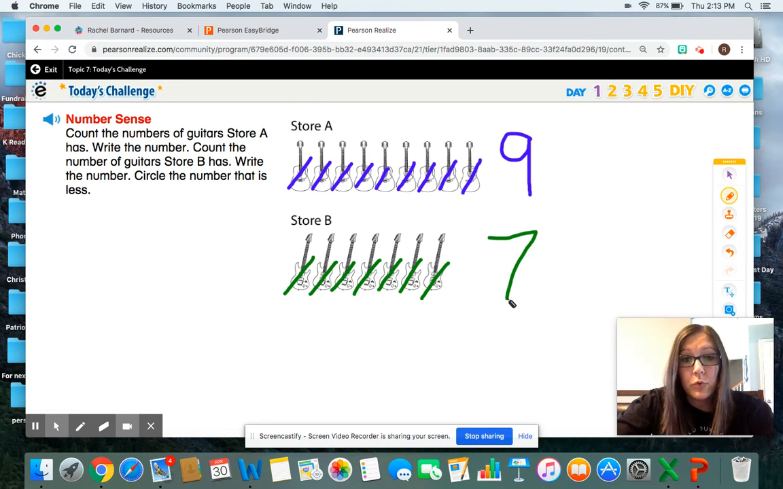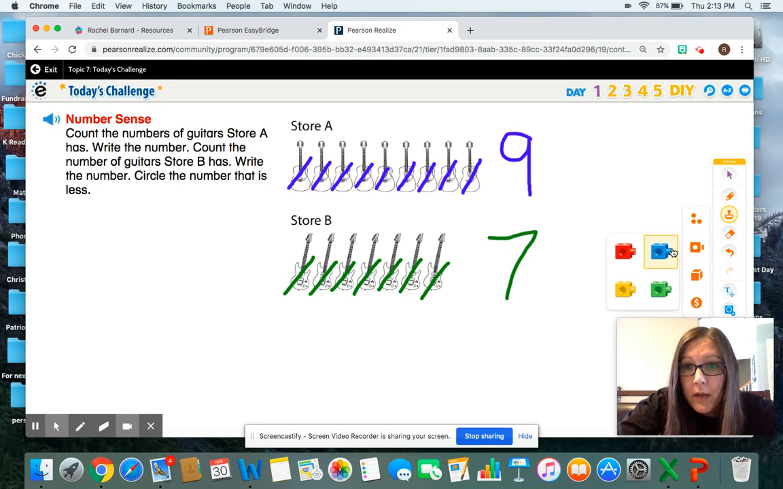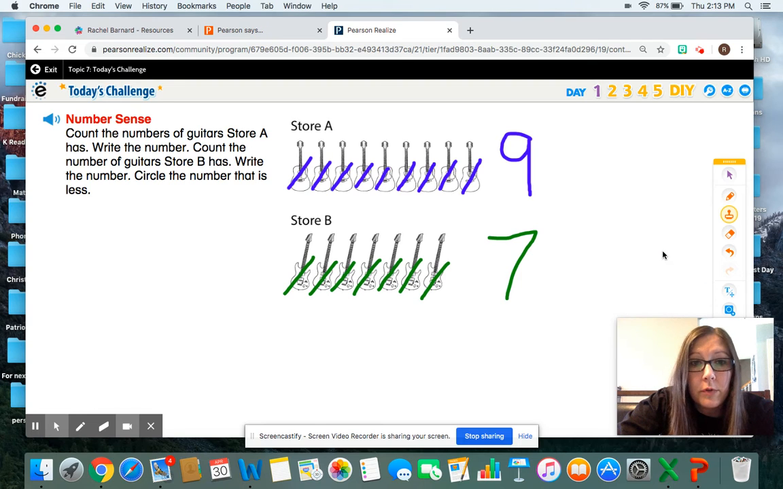Now, if you were not sure, let's talk about a strategy we could use to help us figure that out. I'm going to get some counters. There we go. Oh, and I'll use blue counters since I used a blue pencil to mark the guitars that store A had. I'm going to use 1 counter for every guitar that store A had. So watch this. 9 guitars, so 9 counters. 1, 2, 3, 4, 5, 6, 7, 8, 9.